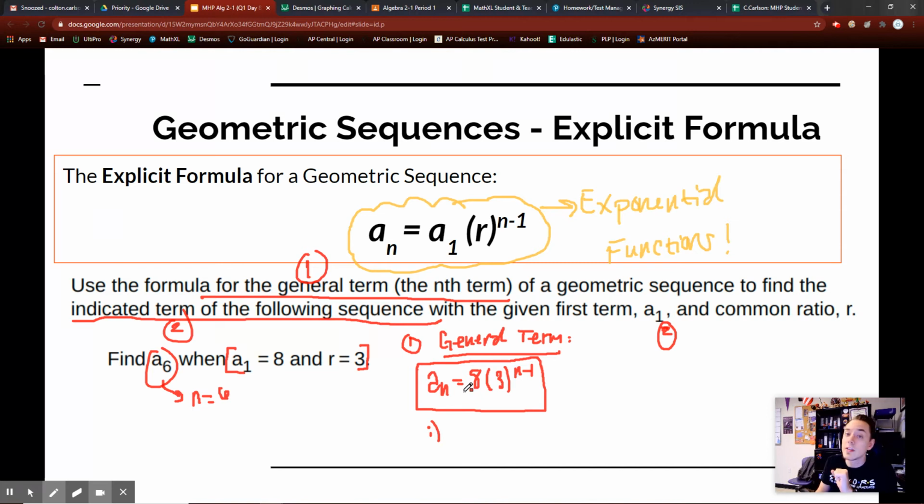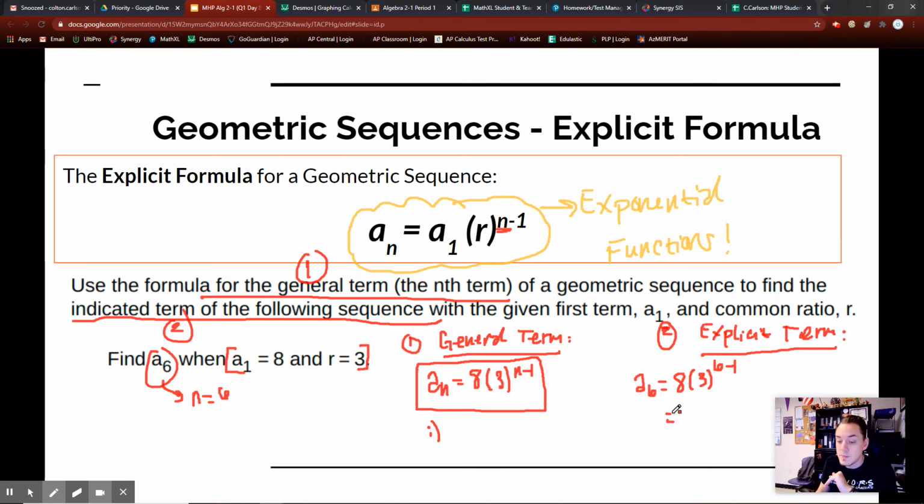Math Excel will more than likely ask you first for the general term formula, and it's this. And then for the second, they're actually going to ask you to find the explicit term. Again, pardon my awful handwriting. Explicit term. That is when I'm going to plug in n equals 6. So now I'm going to do a sub 6. This is 8 times 3 to the power of 6 minus 1, following my formula, because 6 is my n.